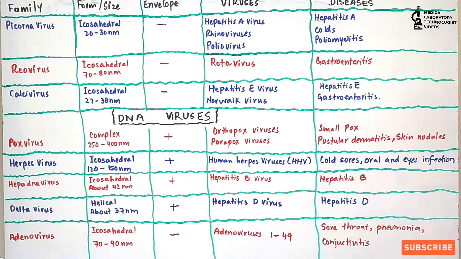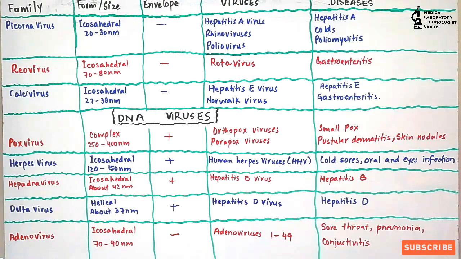If I write them all, it's difficult to remember, so I just write the main viruses. Orthopox virus causes smallpox, and parapox virus causes pustular dermatitis and skin nodules. So now you can remember smallpox is caused by DNA viruses, while measles and mumps are caused by RNA viruses.